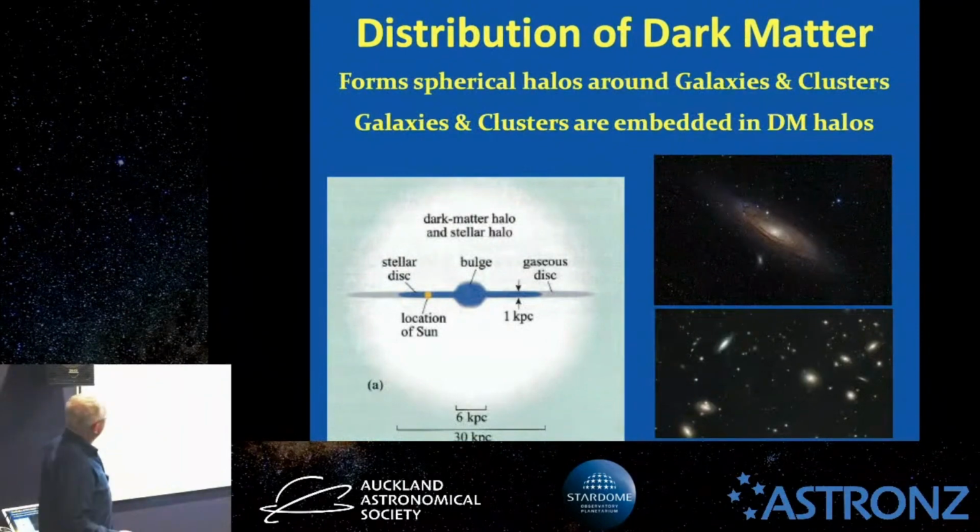Okay, so where is dark matter distributed? It primarily hangs around normal matter. Well, you could argue the other way around. Normal matter hangs around dark matter. So it forms spherical halos around galaxies and clusters.